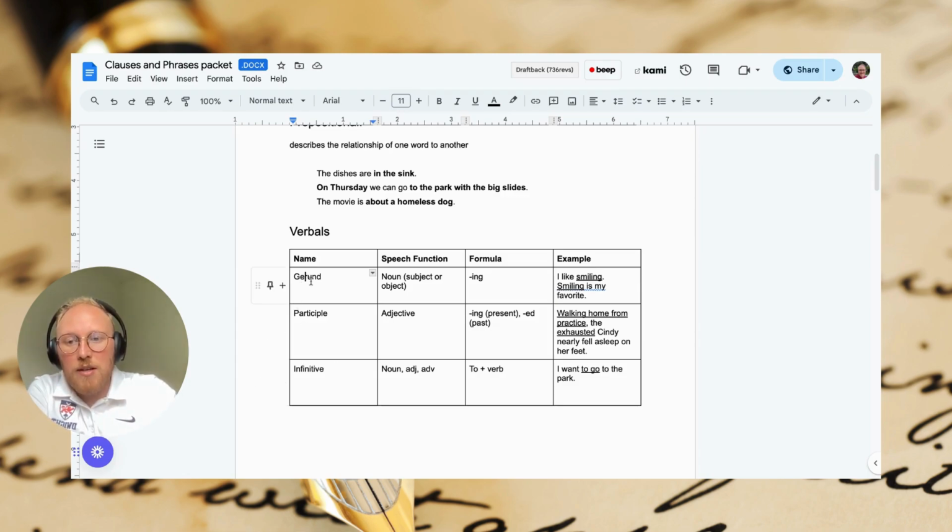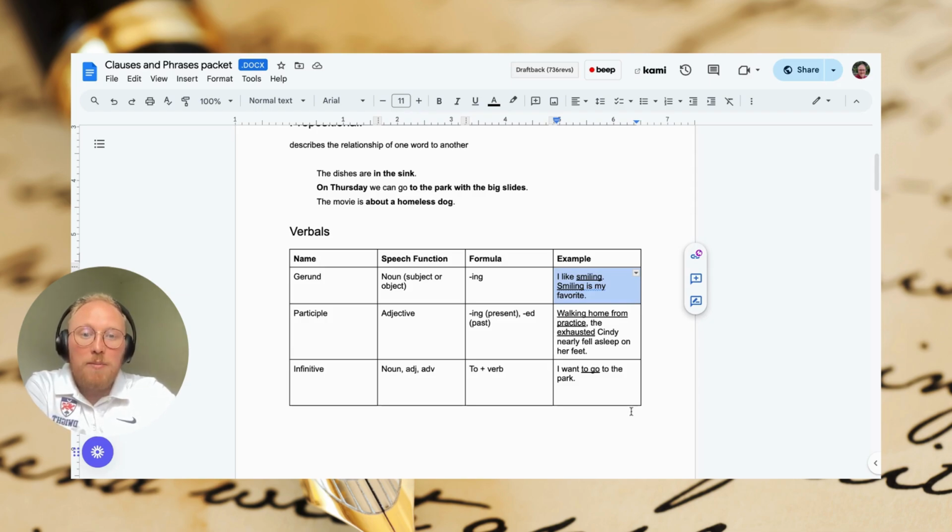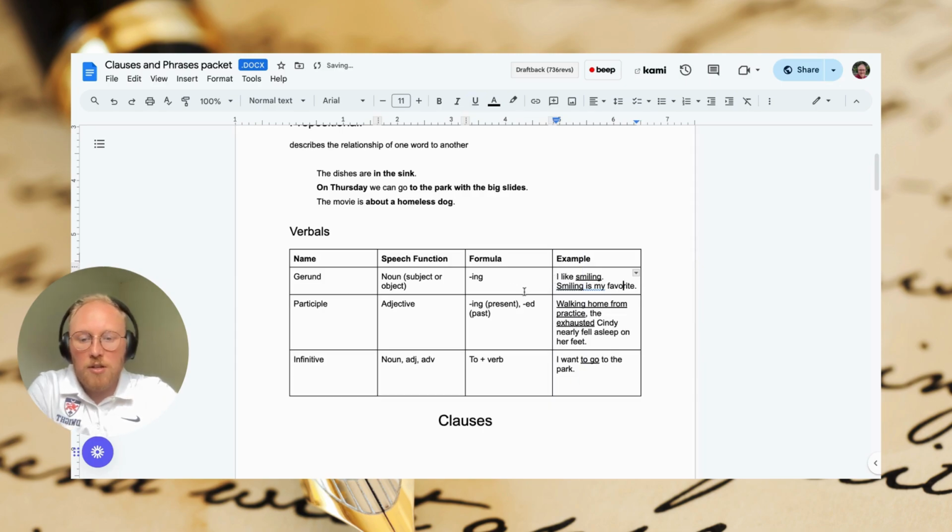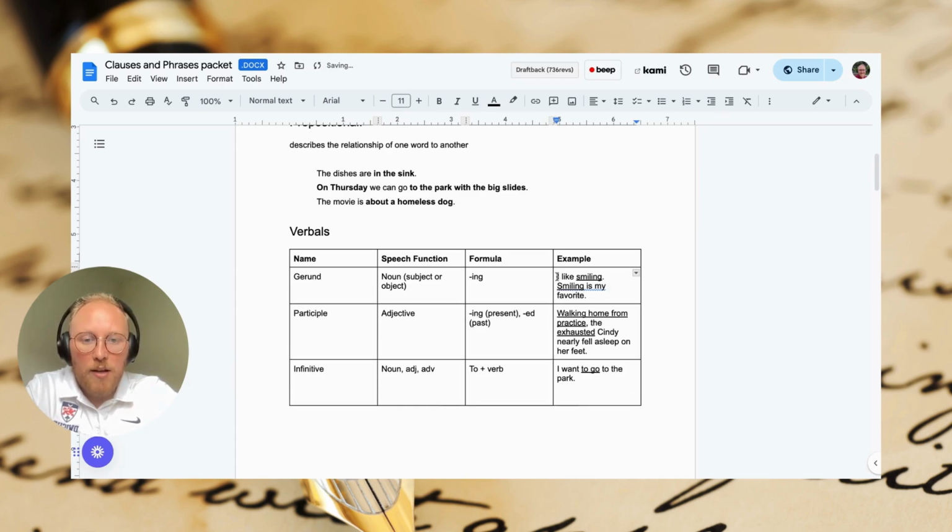But a gerund is actually a noun, and it's always going to end in ing. So look at this example, pulling this from the movie Elf, if you're familiar. I like smiling. Smiling is my favorite, right? So in this case, not that you need to know all of this terminology, but I like smiling. In this case, smiling is a noun. Specifically, it's the direct object in the sentence. I like what? I like smiling. In this case, smiling is a noun and it's functioning as the subject of a sentence.